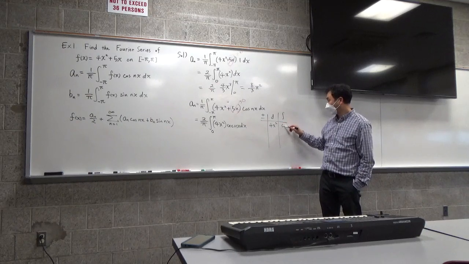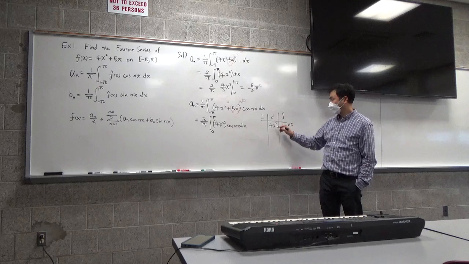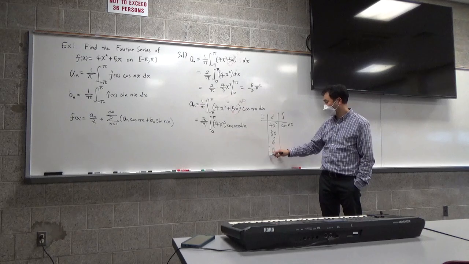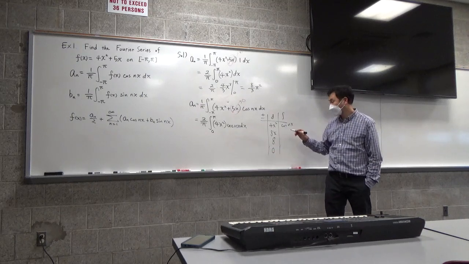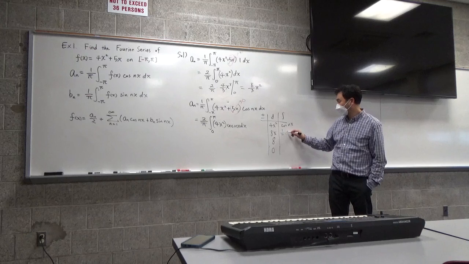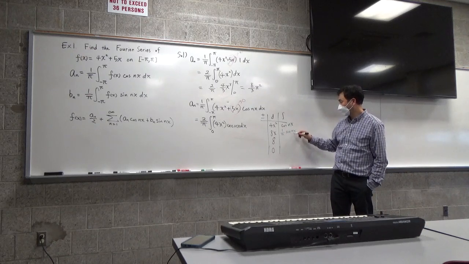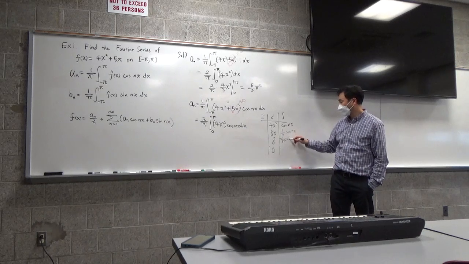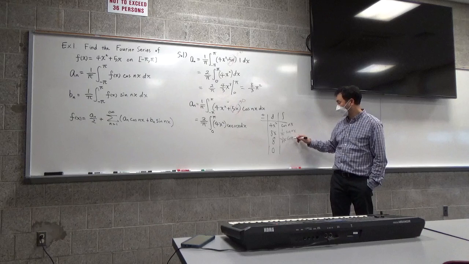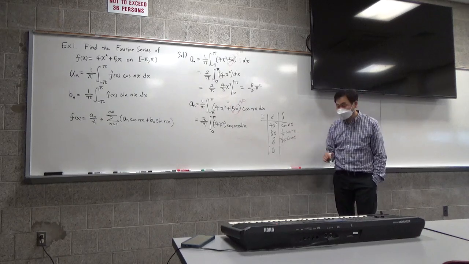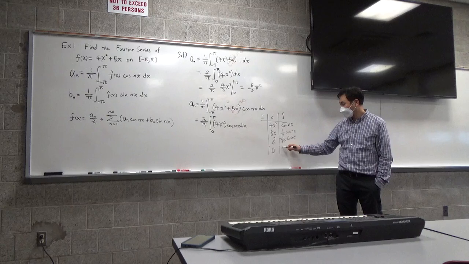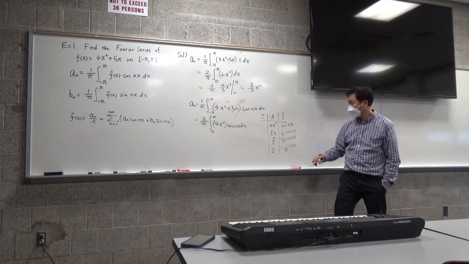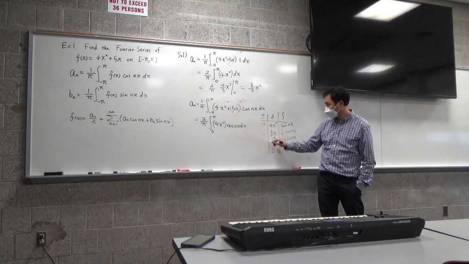4x squared and cosine nx. If you differentiate, you get 8x. Differentiate, you get 8. Differentiate, you get 0. Integrating cosine nx gives you 1 over n sine nx. Integrating this, you get actually minus 1 over n squared cosine nx. Every time you integrate, 1 over n comes in front because n is in front of x. Integrate again, you get negative 1 over n cubed sine nx. The first column keeps track of the alternating signs.